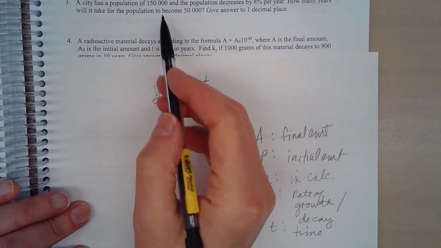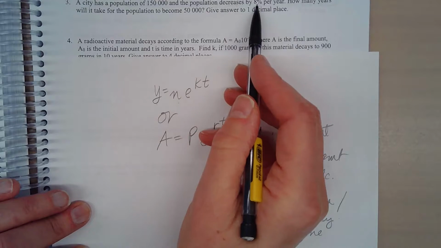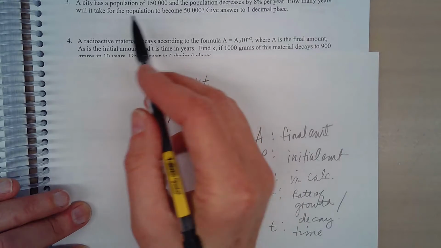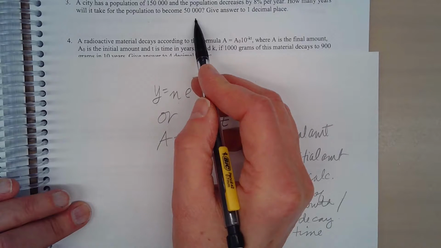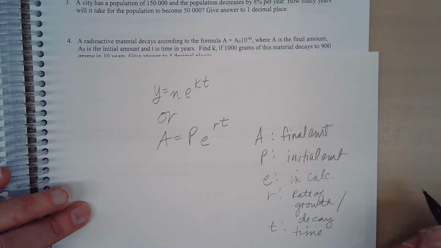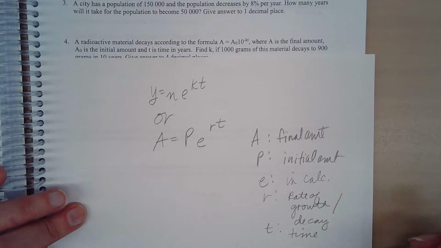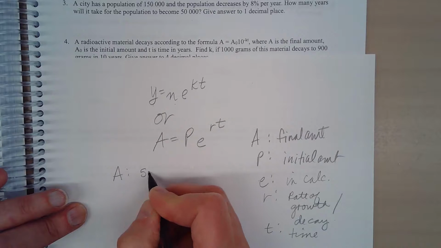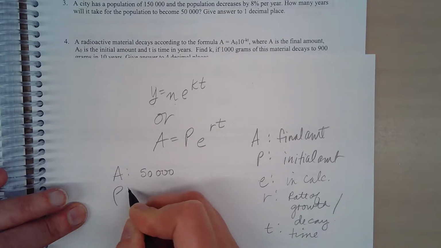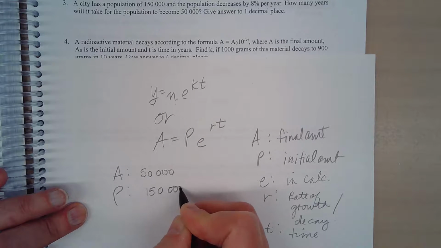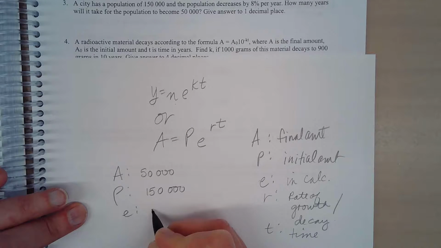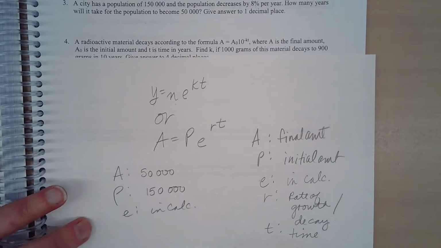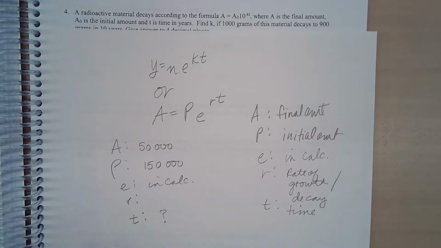A city has a population of 150,000 and it decreases by 8% per year. How many years will it take for the population to become 50,000? According to my calculations, the 50,000 is the final amount, and the initial amount is the 150,000. E is in my calculator. I have R and T. It says how many years, so I'm solving for T.